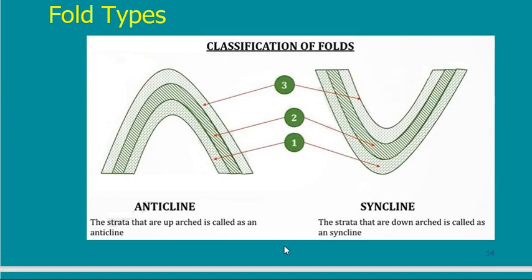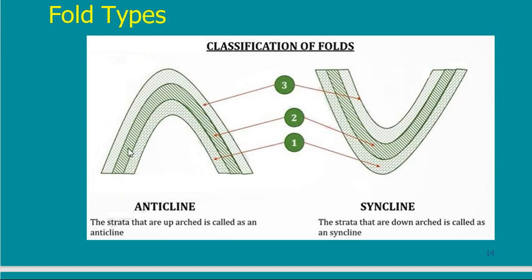Scientists divided folds into two types, something called anticline and something called syncline. Anticline means that the rock curved upward. Syncline means that the rock curved downward. What is the difference between the two, upward or downward? Nothing is important for us except which is the older layer.